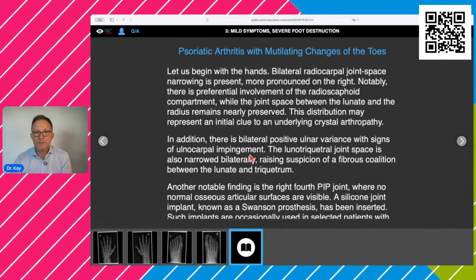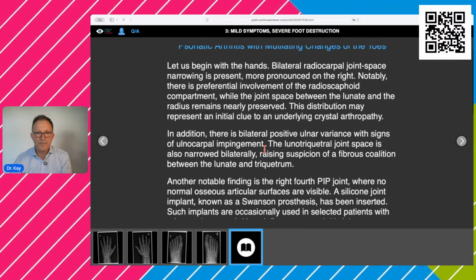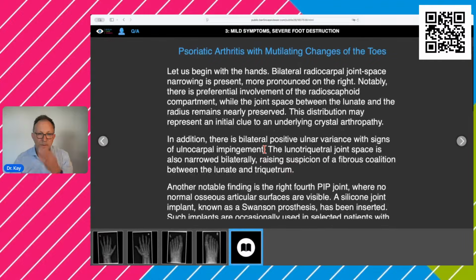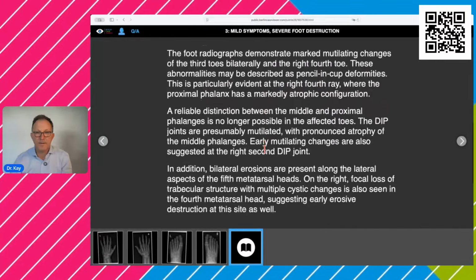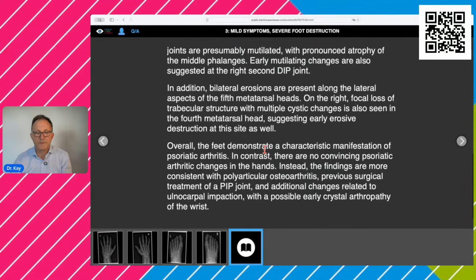So it's a patient with psoriatic arthritis, mutilating changes. I did exact description on what we see on the hands and on the feet.